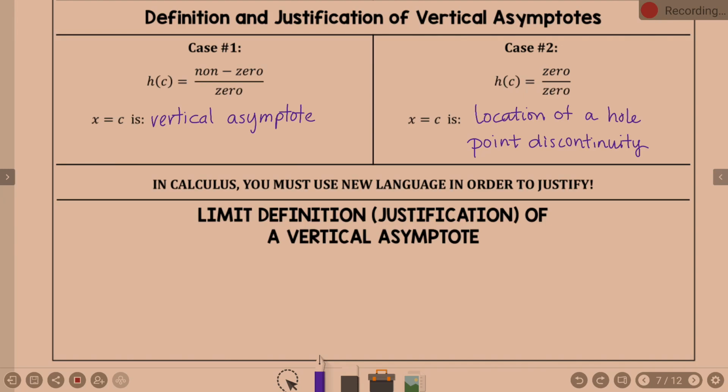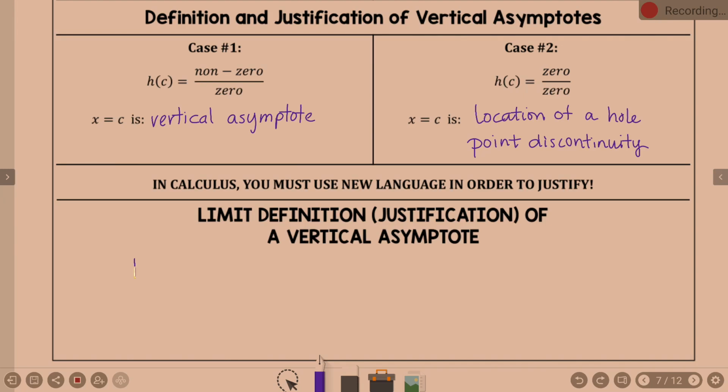Notice the comment here. We were talking about the language that you guys were annoyed at seeing in the homework and stuff. In calculus, you must use new language in order to justify. So you have to learn to be able to use the appropriate language. Limit definition justification of a vertical asymptote. And so I'm going to write it down, then we can talk about it.